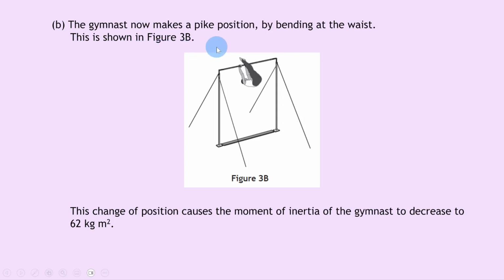Part B says the gymnast now makes a pike position by bending at the waist. This is shown in figure 3b. So there's the pike position there. And it says this change of position causes the moment of inertia of the gymnast to decrease to 62 kg m².